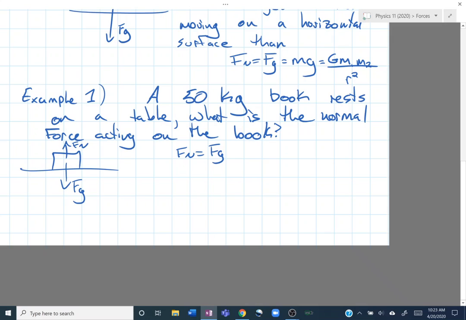Since it hasn't said otherwise, I'm going to assume that this is on Earth, which is a good thing to do all the time, unless it says space or planet X or planet Y or spaceship in orbit. If it doesn't say anything spacey, it's on Earth. So my normal force is equal to mg, which is 50 times 9.8. That's 490 newtons. And that's kind of how normal forces work.